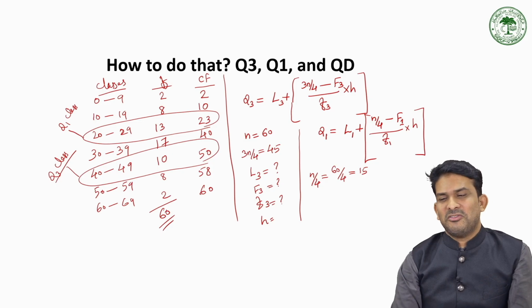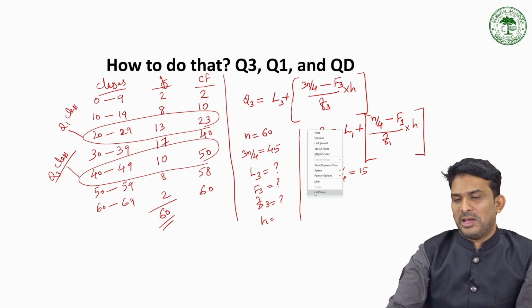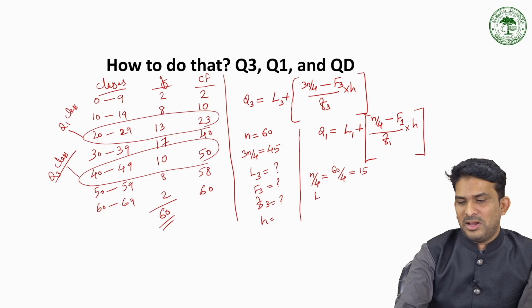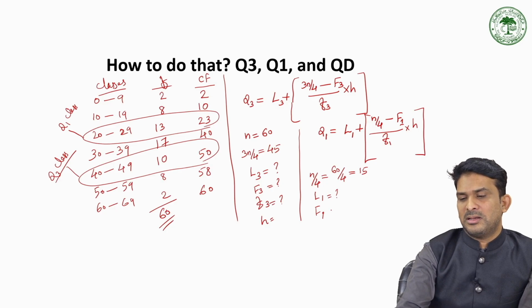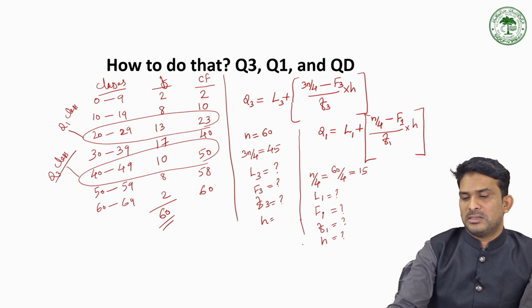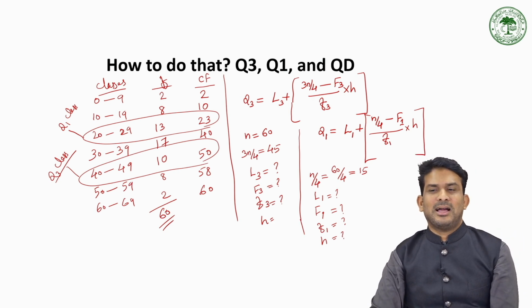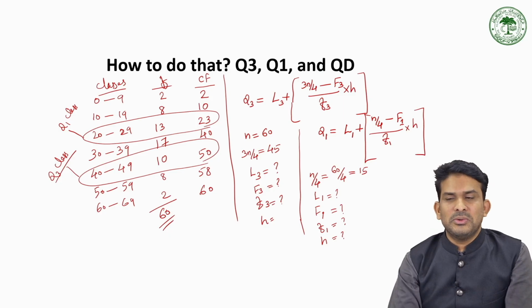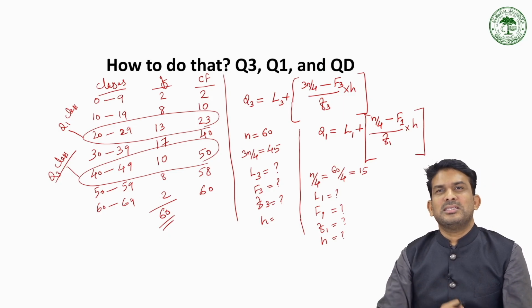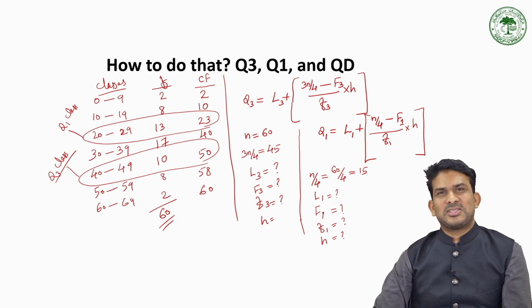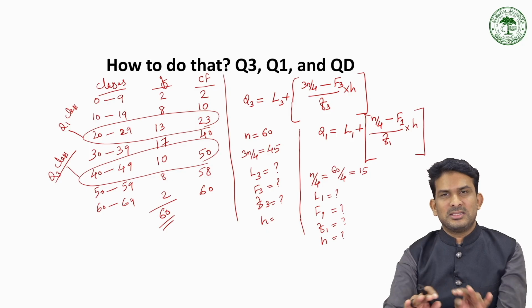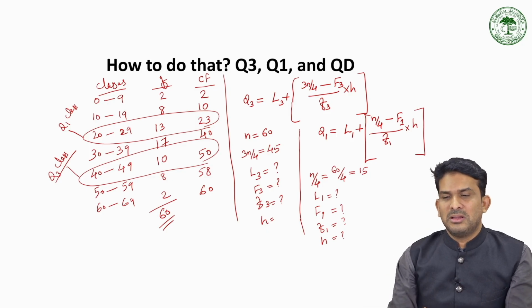Go for identification of specific values. What is the requirement for identification? L1 you have to identify. What is L1? What is capital F1? What is small f1? And what is h? Go for that. Now you get clarity how to calculate. Through this equation, you calculate both Q3 and Q1. What is the next requirement for us? We have to calculate the quartile deviation. This is the rough calculation for Q3 and Q1.